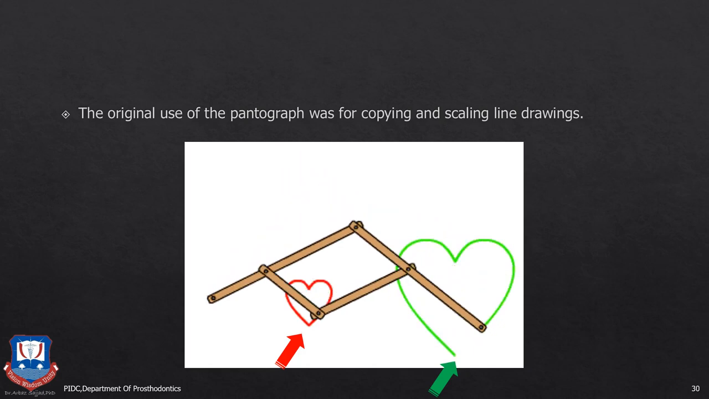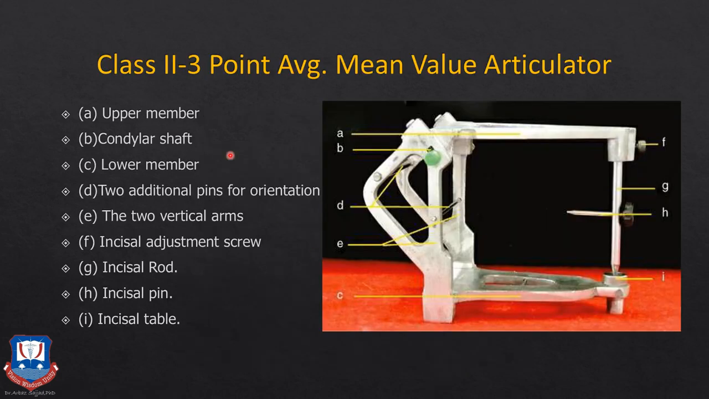So let us come back again to the class 2A type of articulators, which you use in the lab over here. I think you are able to recognize these are the articulators that you use in the laboratory in the prosthetic department here.